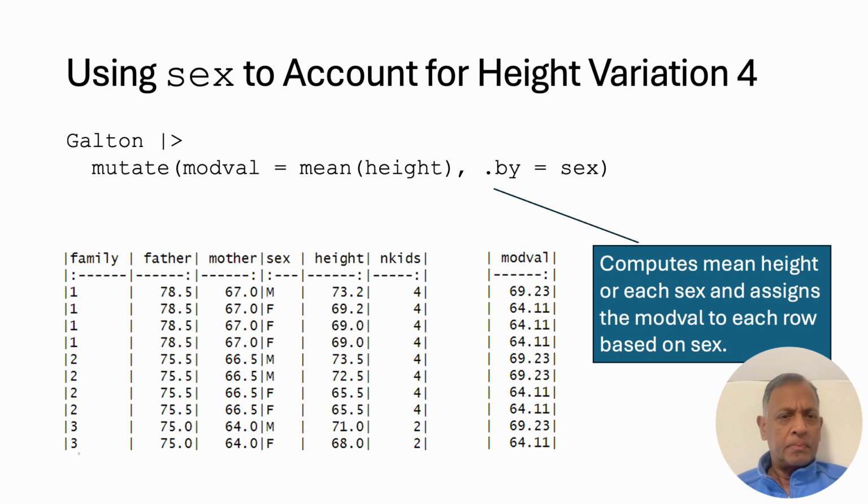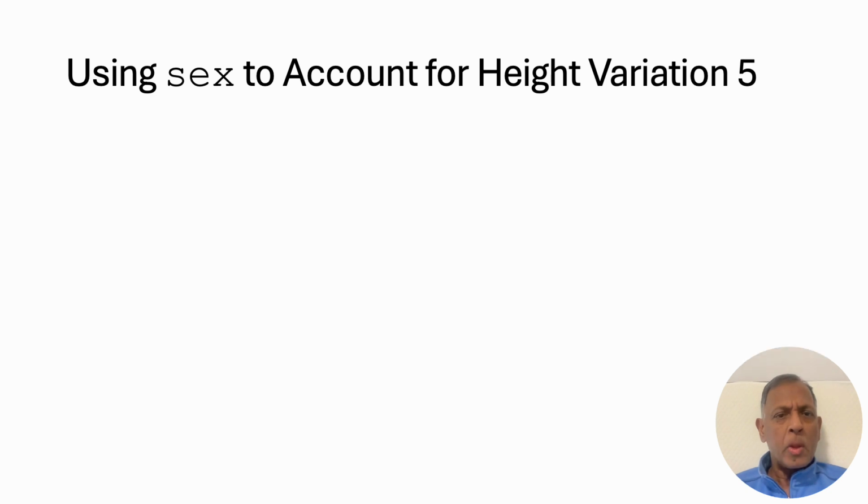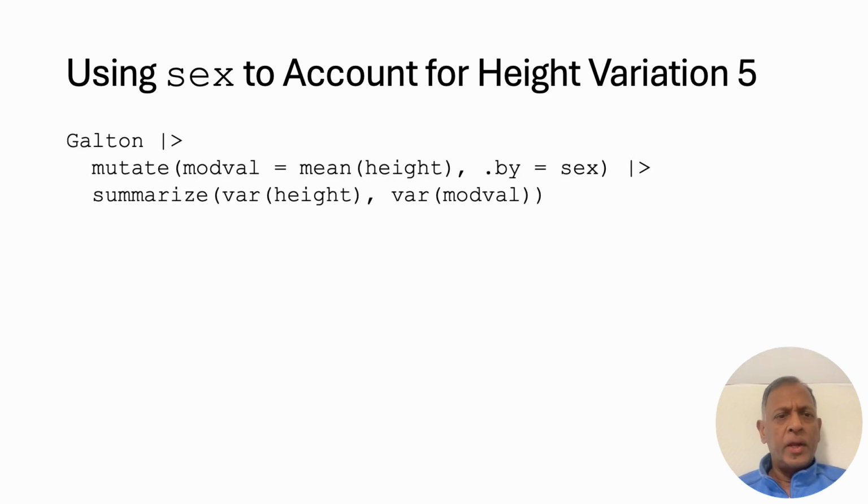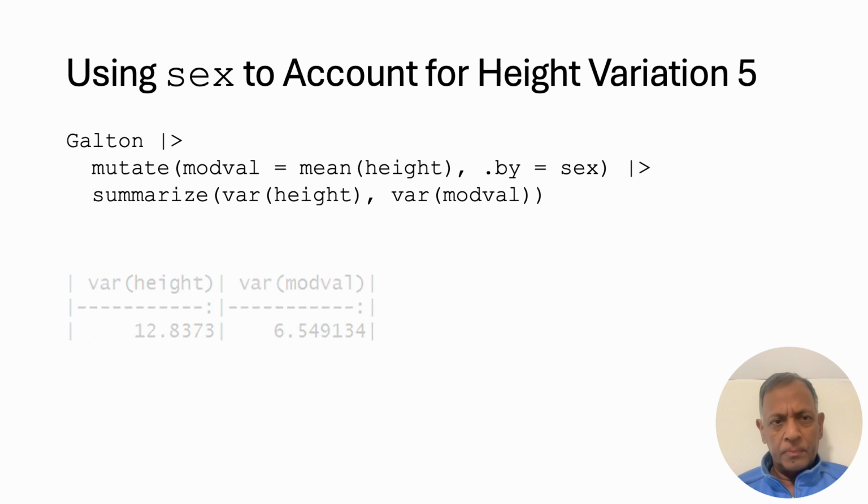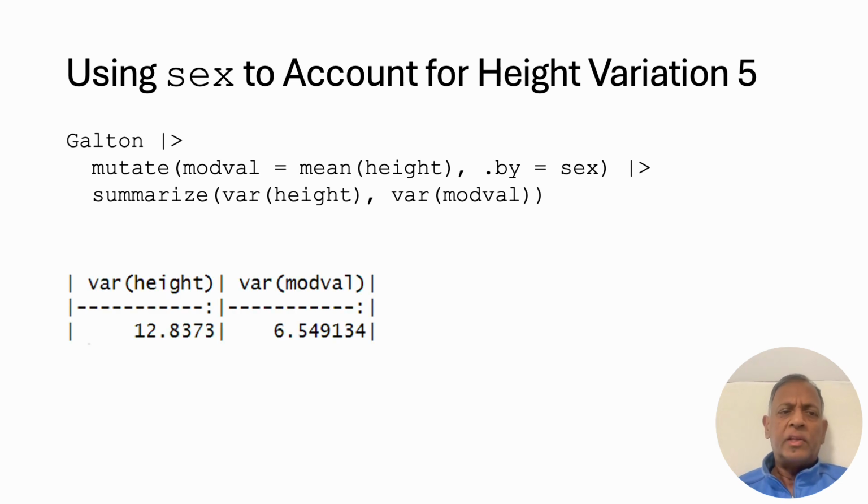So this is what happens. To our data set, we have added a new column called mod val, which is the male height if the person is a male, female height if the person is a female. Now what we are trying to do is to compute the variance of the response variable height and the variance in the model value. So we see that our response variable has a variance of 12.84 and our model values have a variance of 6.55.